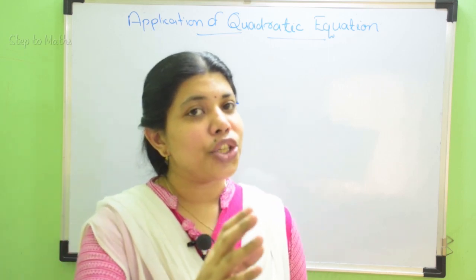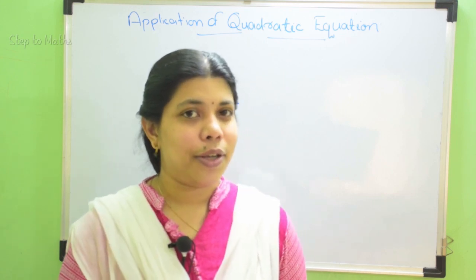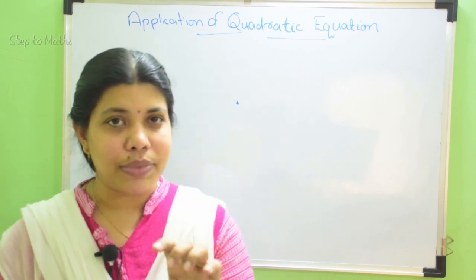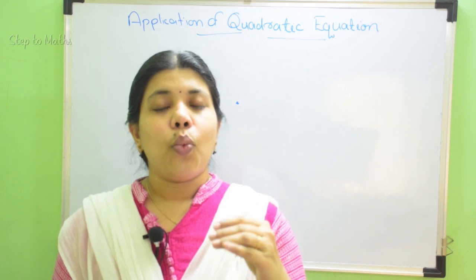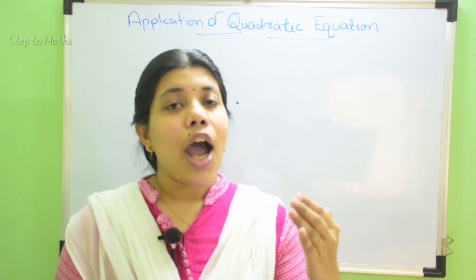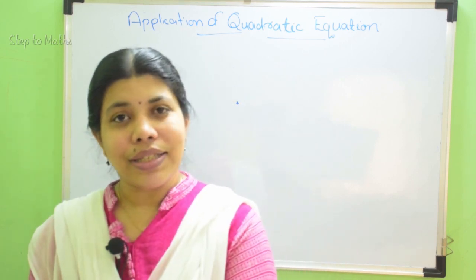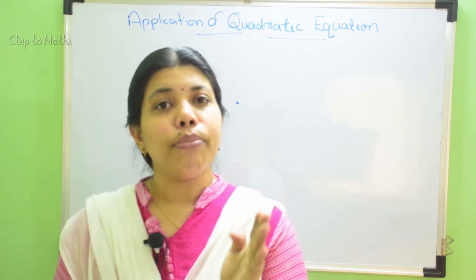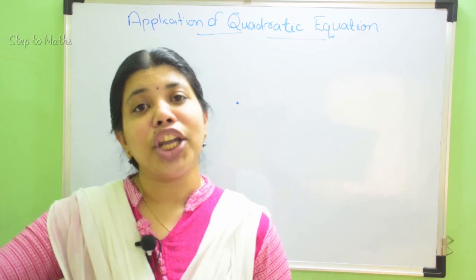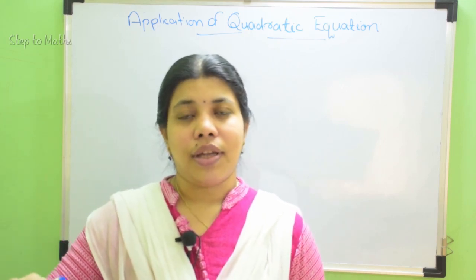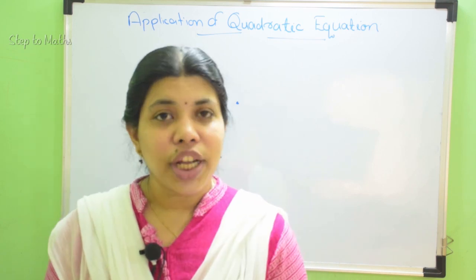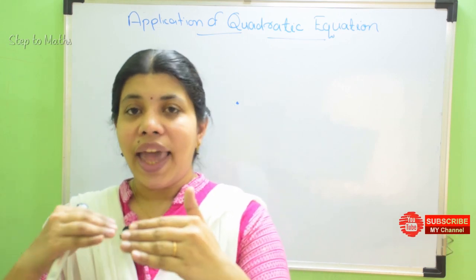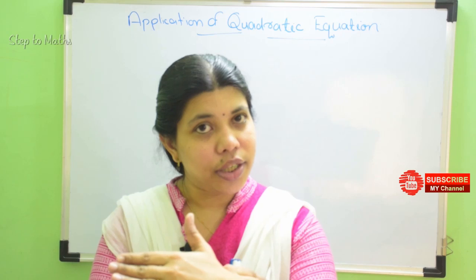This problem is in the section of boat and stream problems. Before going to the problem, first we have to become familiar with some terms. What is upstream? Upstream movement means the movement of the man or boat is in the same direction as the stream. And what is downstream? Downstream means the direction of the man or boat and the direction of the stream are opposite.